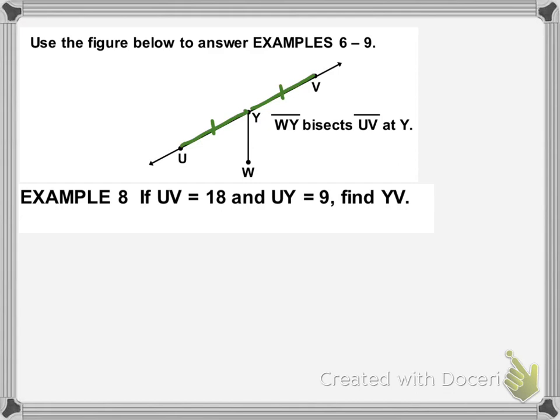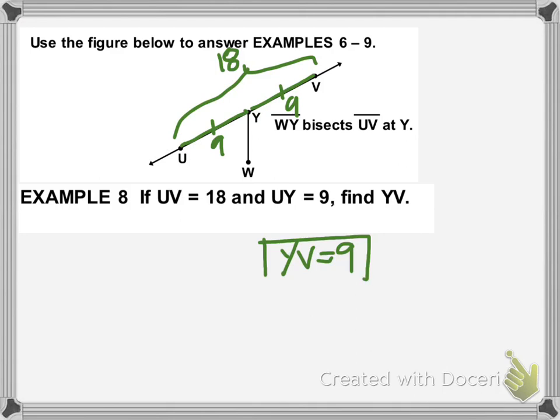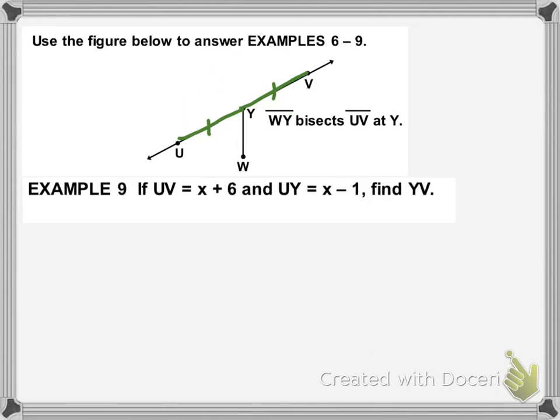Here's a pretty easy one. If UV, the whole thing, is 18 and UY is 9, find YV. Well, if UY and YV are equal, then YV also needs to be 9 because they're the same and they add up to 18. So YV equals 9. No equation necessary here.